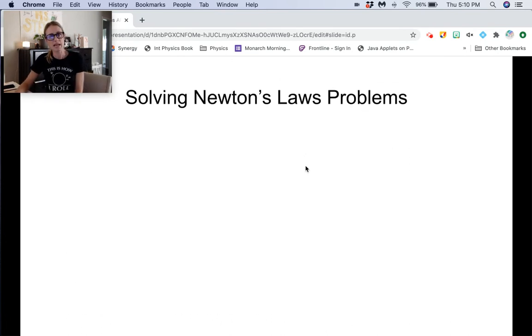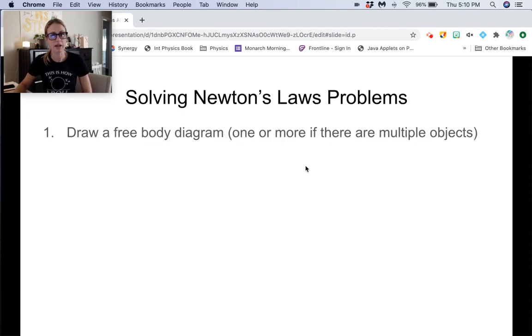So let's go through some steps for solving Newton's laws problems. Number one, you want to draw a free body diagram. If you have multiple objects, you will be drawing multiple free body diagrams. We will talk about a problem called an Atwood machine, where we have two masses that are connected by a rope over a pulley, and they move like this. That's called an Atwood machine. There are two masses there, or maybe even more sometimes. We will talk about what we do with those types of problems, what we do when we have multiple objects involved.